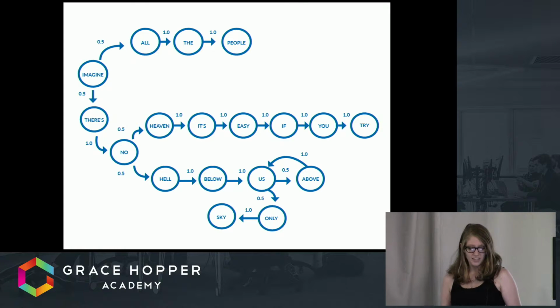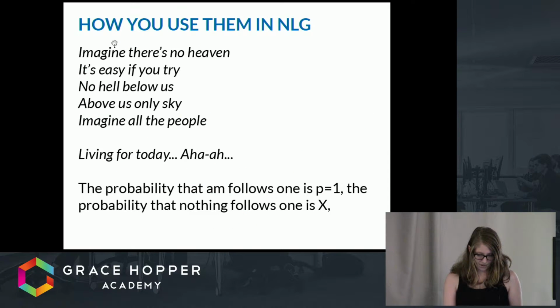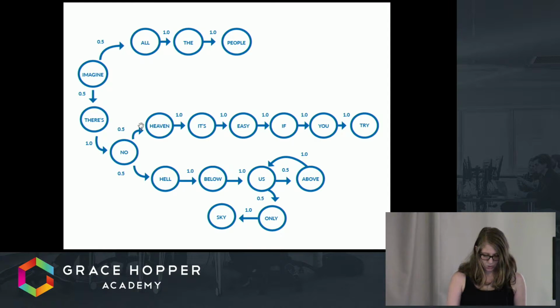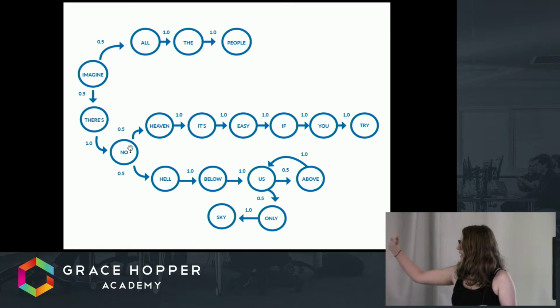So if we're looking at the first part of it, Imagine is followed at one point by the word theirs and by the word all. So there's a 0.5 probability that it would go to all, and a 0.5 probability that we would go to theirs if we're currently in that state. Whereas if we're looking at the word theirs, there's a pretty much certain chance that it's going to transition into no, since that's the only word that ever follows theirs.